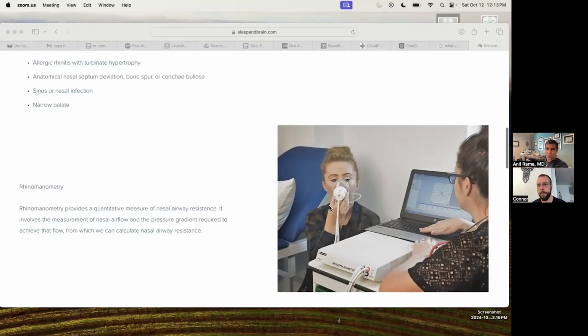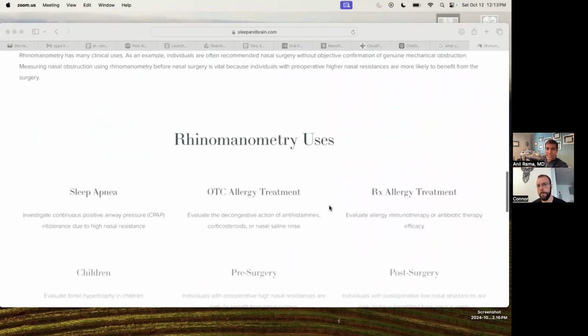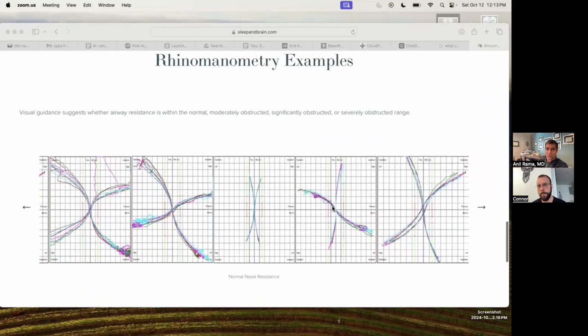And we know what normal is. In essence, I'm just going to show you some simple tracings, and then I'll show you some numbers later. I didn't put the numbers on the website.